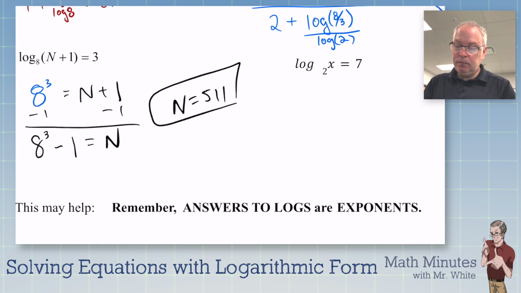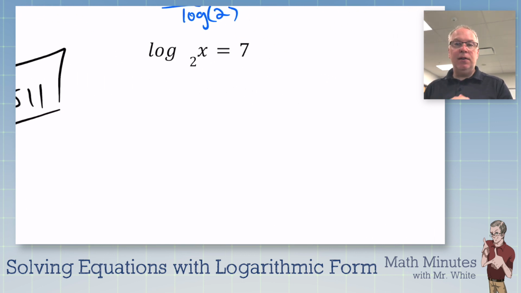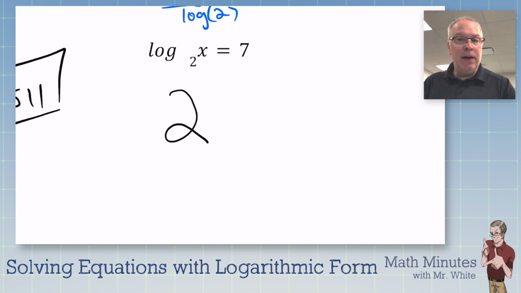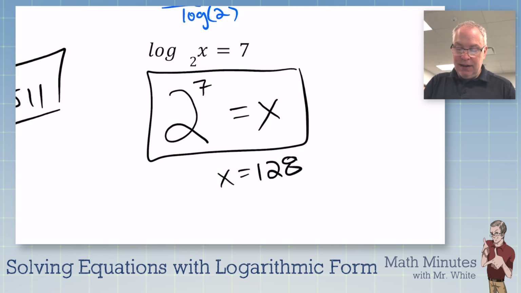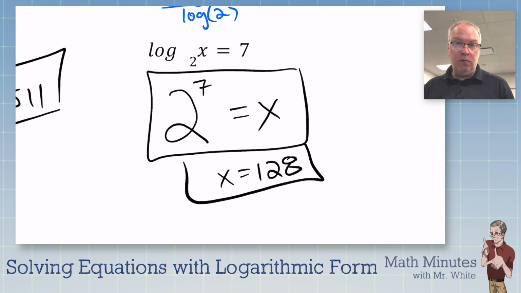All right, we got another question here, and then the last are really easy. Just sort of a review. So this question's pretty easy. Solving for x. We're not solving for the base, we're solving for what's inside the logarithm. So we write it as an exponential. The base is the base. So 2 to the 7th power. Answers to logs are exponents equals x. There's your answer, 2 to the 7th power. Now if you type that in the calculator, it's a pretty big number. Let me do that now. The answer is 128. So either one would be acceptable for me.